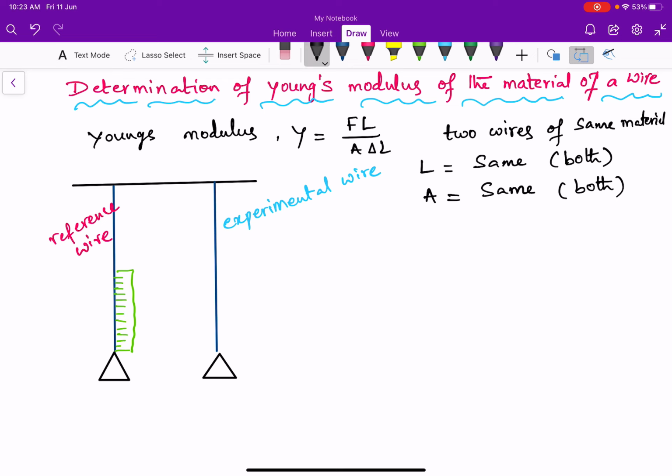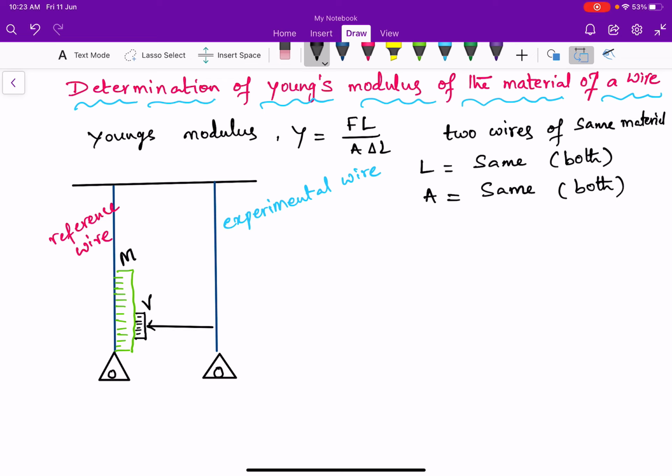I am adding equal weights to both wires to keep the wires straight. I am attaching a needle to the second wire like this, and this needle is attached to a vernier calipers. This is the main scale, and this is the vernier scale.